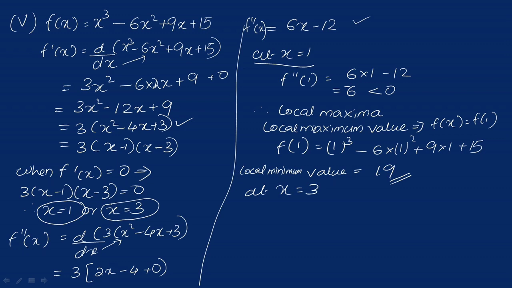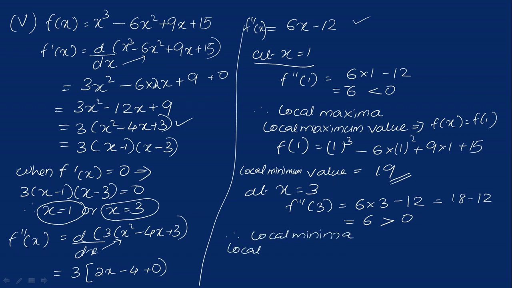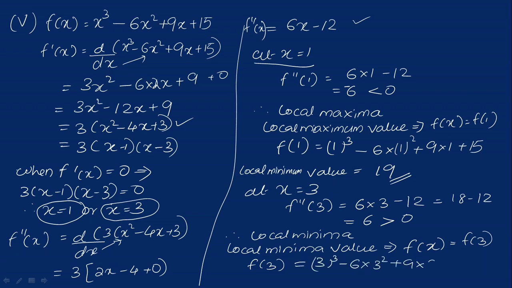Now, at x equal to 3. So, we have f double dash of 3, that is 6x minus 12, that is 6 into 3 minus 12, that is 18 minus 12, that is 6. 6 is greater than 0, that is a positive quantity. So, we have a local minima here. What is the local minima value? That is f of x is equal to f of 3, that is x cube minus 6x square plus 9x plus 15, that is 3 cube minus 6 into 3 square plus 9 into 3 plus 15. So, the answer is 15. So, the local minima value here is 15.